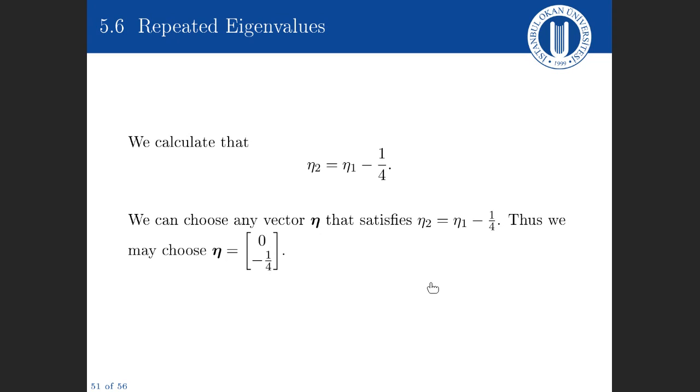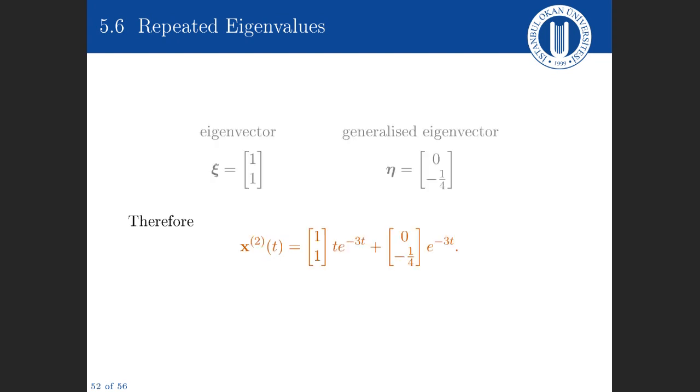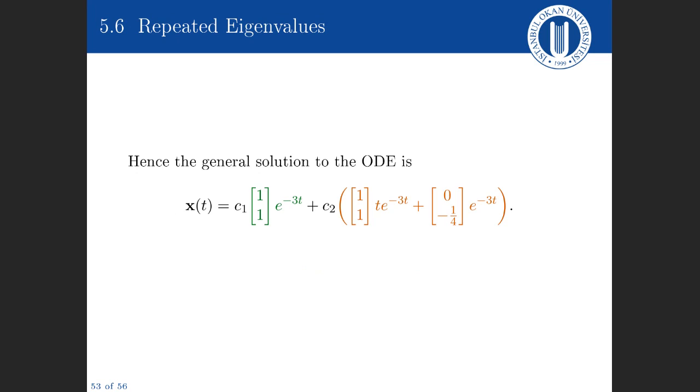There are infinitely many correct answers at this point, infinitely many generalized eigenvectors. Choose any one that you want. I like to choose the first number to be 0 if possible, and then I calculate the second number. So to recap, we have the eigenvector (1, 1) and the generalized eigenvector (0, -1/4). As soon as we know those, we can write down that the second solution is (1, 1) t e to the power minus 3t plus (0, -1/4) e to the power minus 3t. And then we can write down the general solution: a constant multiplied by the green function plus a constant multiplied by this orange function.